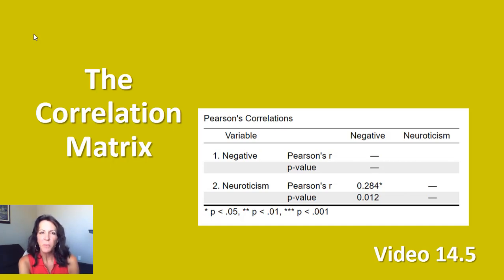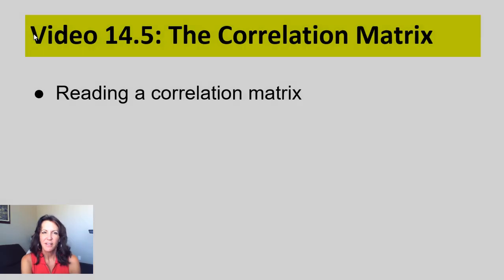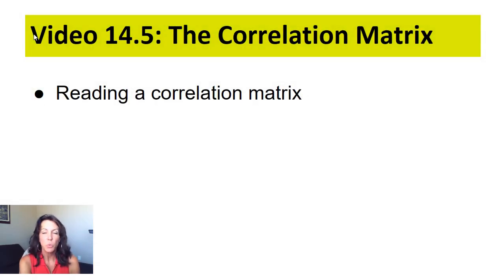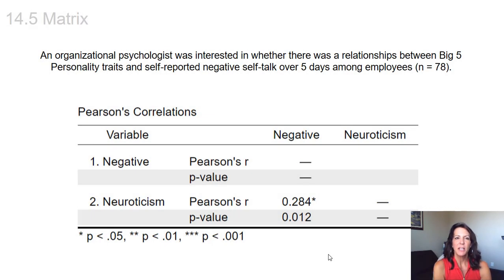In this video, I'm going to speak with you about something called a correlation matrix. Reading a correlation matrix is one easy way to figure out A, what the correlation is, and B, whether or not it is statistically significant. So let's take a look at this scenario.